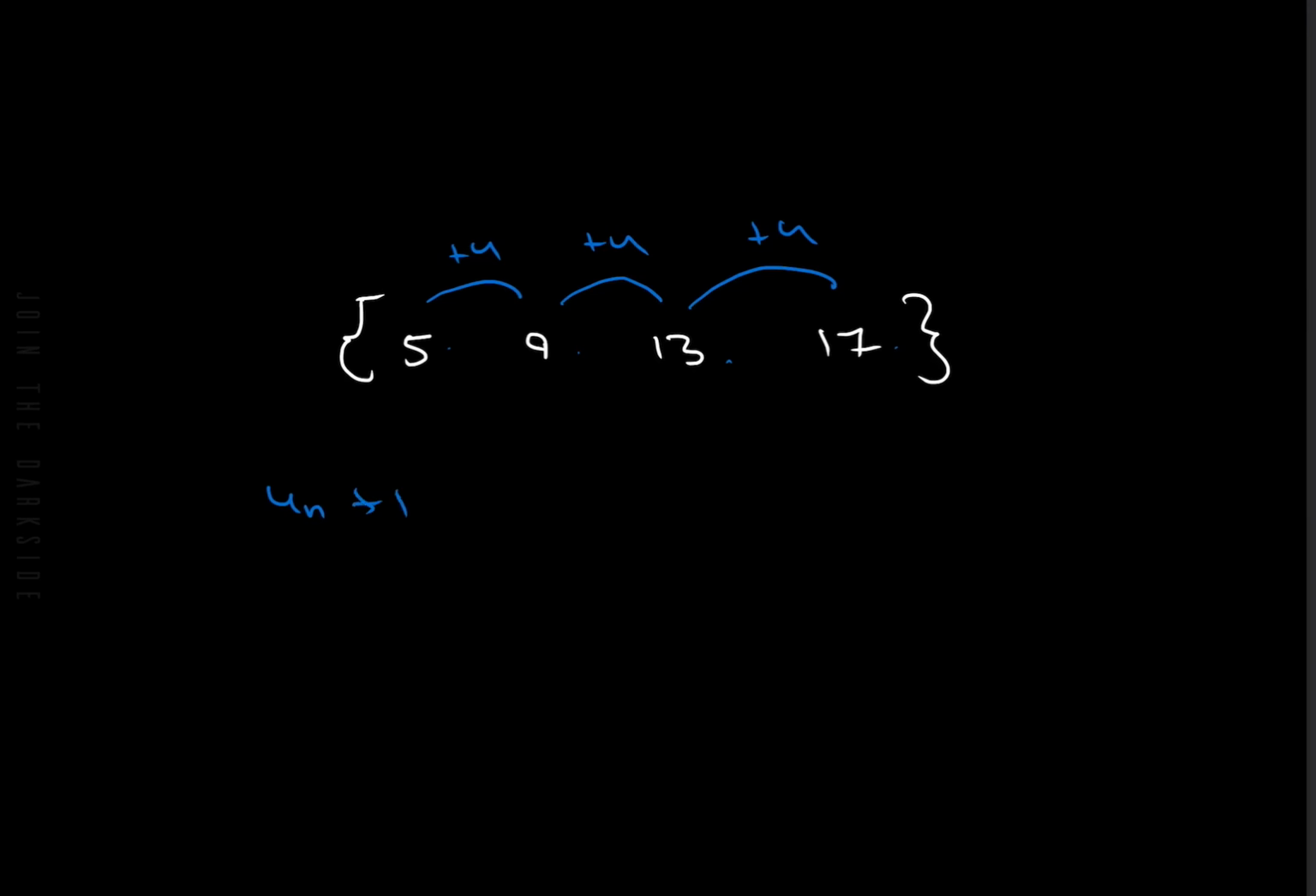Let's see if it goes to 9. So our n is equal to 2. 4 times 2 is 8, plus 1 will give us 9. So that is correct. So we found the nth term, 4n plus 1.